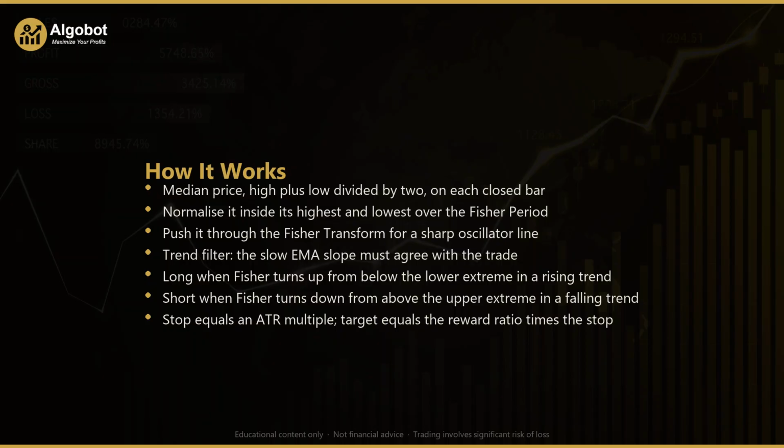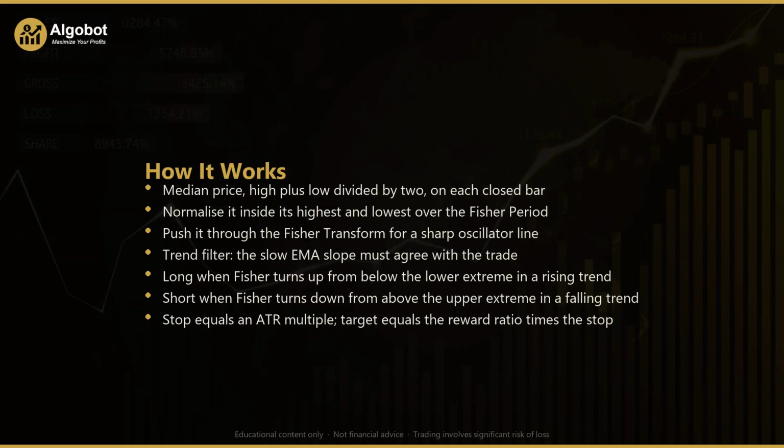Now the entries. For a long, 2 things must line up. The Fisher line must turn upward, meaning the current reading is higher than the previous one, and that previous reading must have dipped below the lower extreme level, which defaults to -1.5. On top of that, the trend average must be rising. When all of that agrees, the strategy signals a buy. The short is the exact mirror. The Fisher line must turn downward from a previous reading that pushed above the +1.5 extreme, and the trend average must be falling. When those align, the strategy signals a sell.